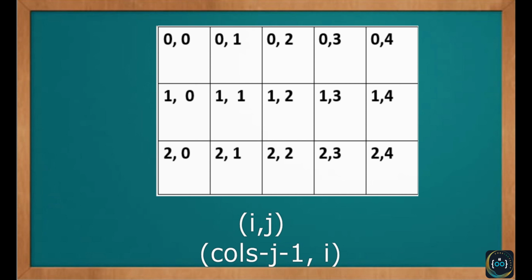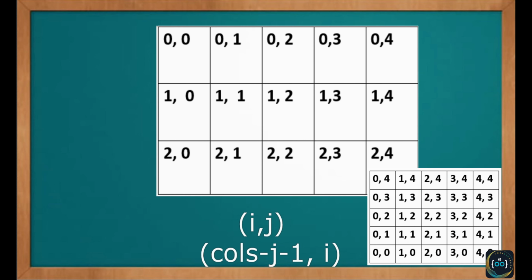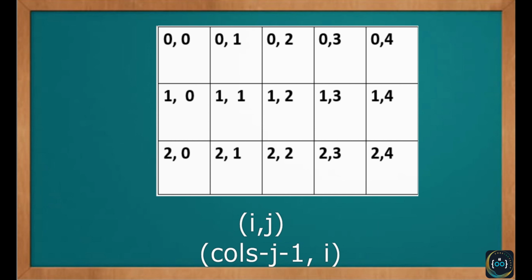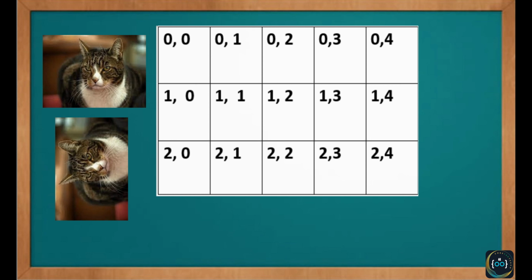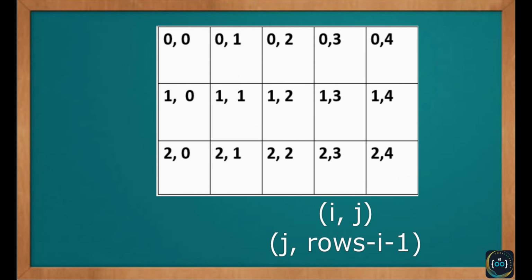So if you implement it here, this is the new matrix we are going to get. Then next, for the left rotate, consider the cat image again. So here is still equivalent to the right rotate. That is, we are going to swap the I and the J. But after swapping the I and the J, we still have to flip the I.